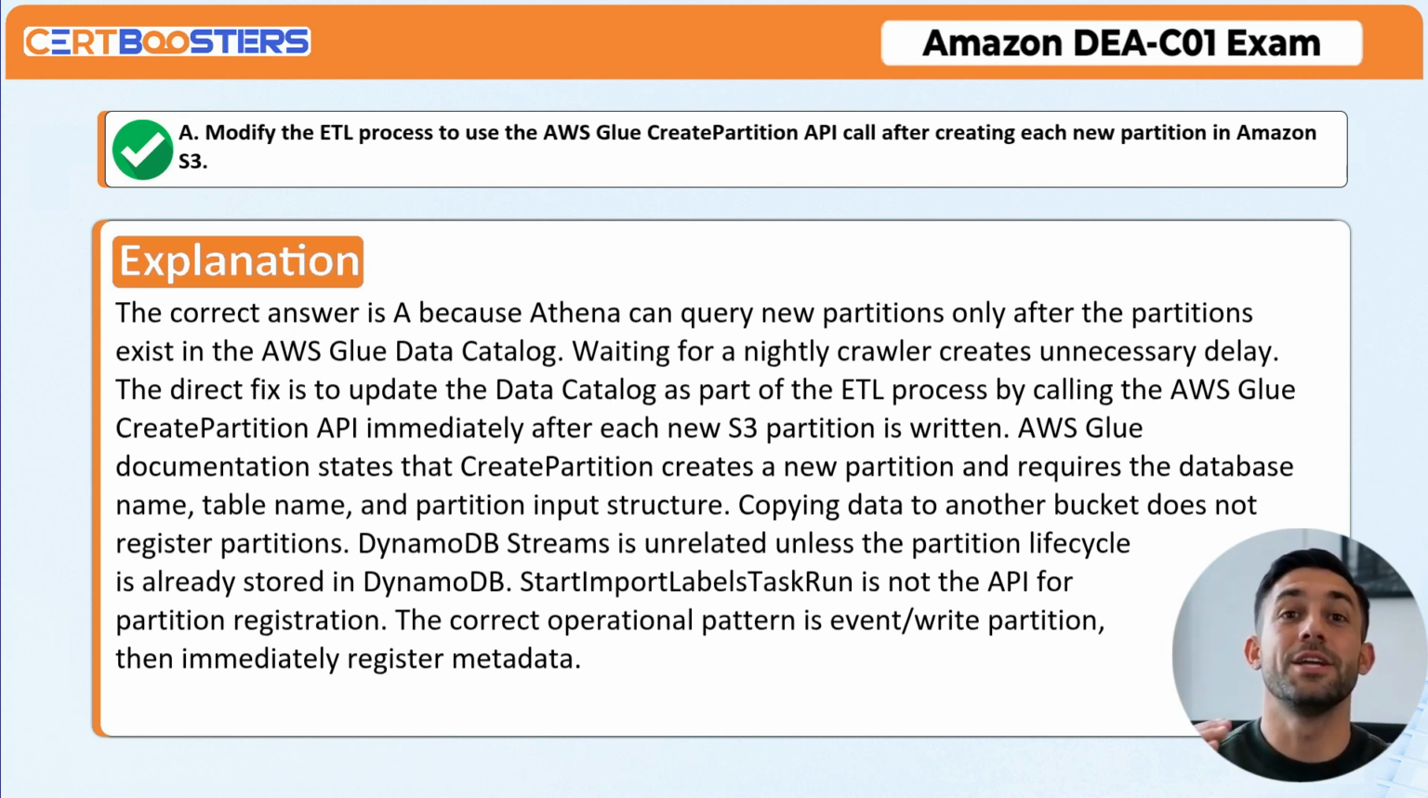AWS Glue documentation states that CreatePartition creates a new partition and requires the database name, table name, and partition input structure. Copying data to another bucket does not register partitions. DynamoDB Streams is unrelated unless the partition lifecycle is already stored in DynamoDB. StartImportLabelsTaskRun is not the API for partition registration. The correct operational pattern is event, write partition, then immediately register metadata.